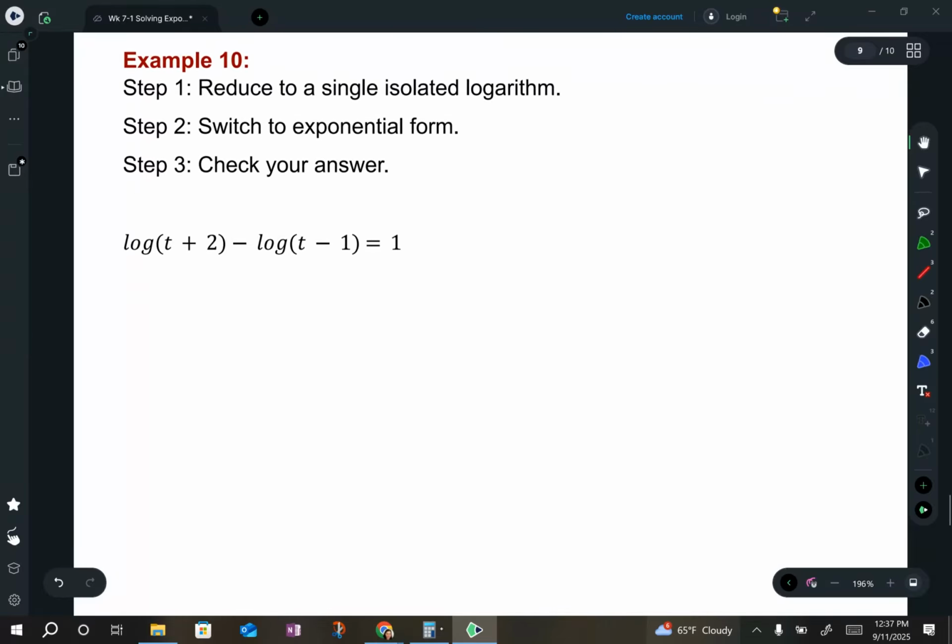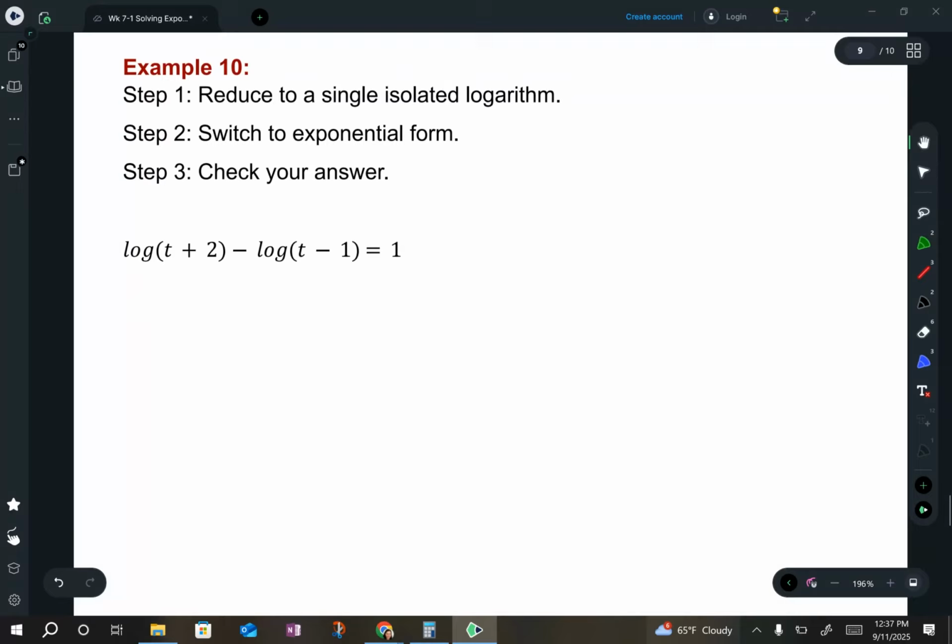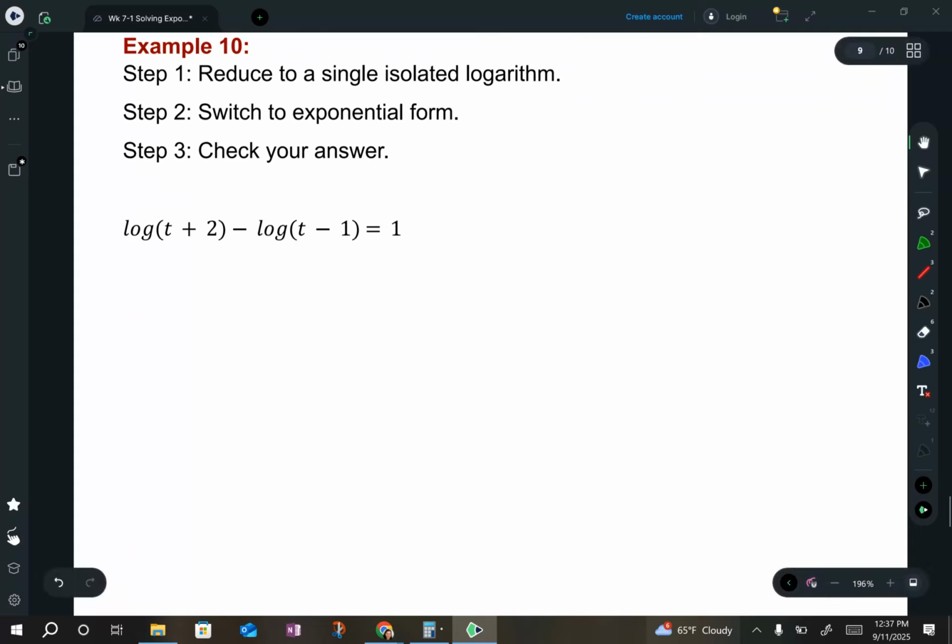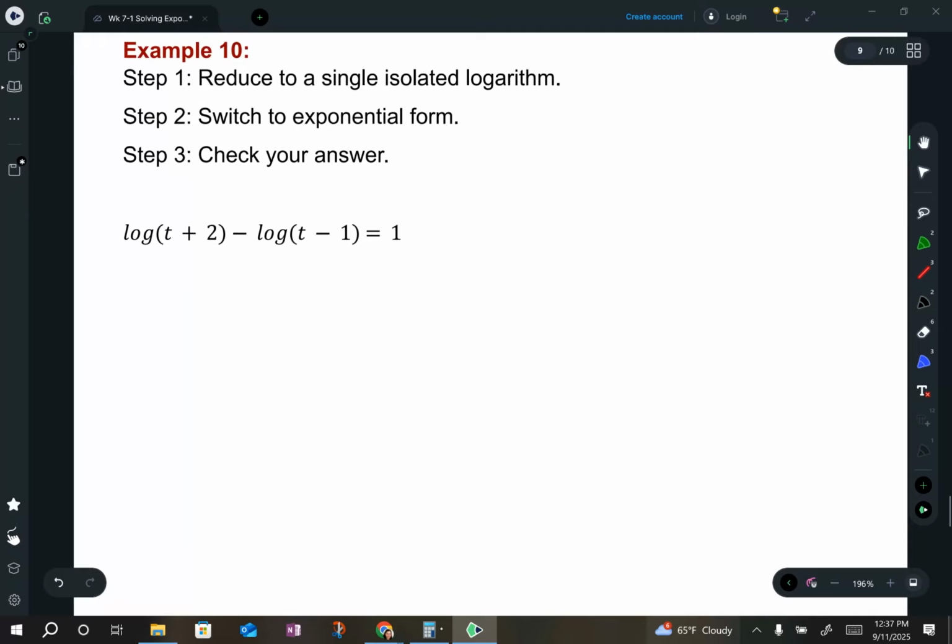All right, so I would like you guys to try this example 10. Use your properties of logs to make this into a single logarithm, switch it to exponential form, and then check your answer. All right, how'd it go? Let's give it a try. Well, this one was a little bit tricky.